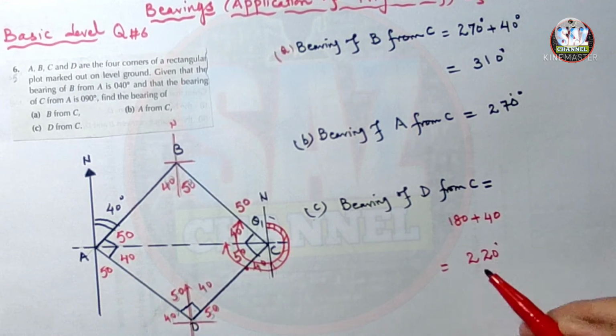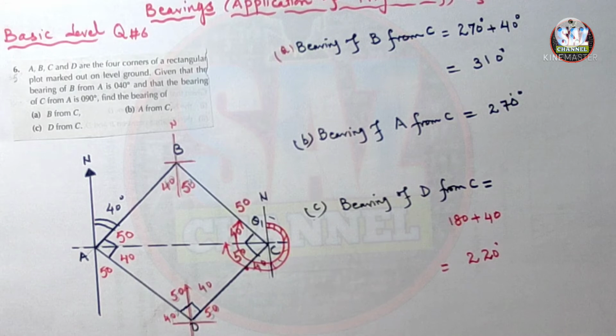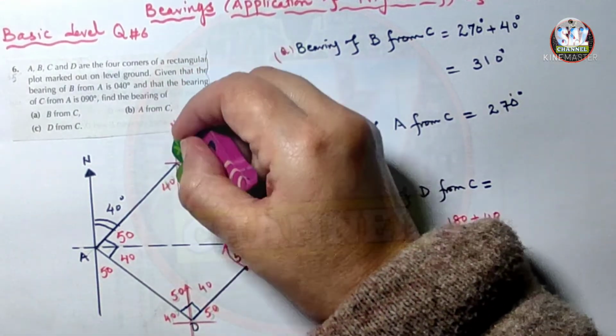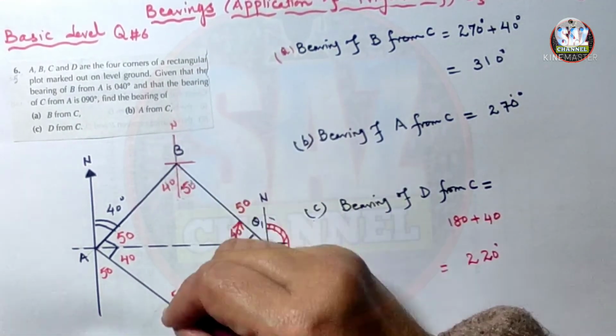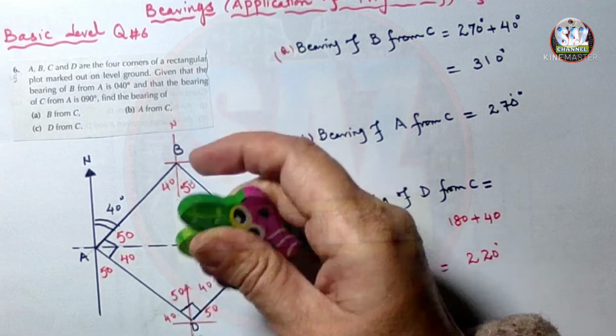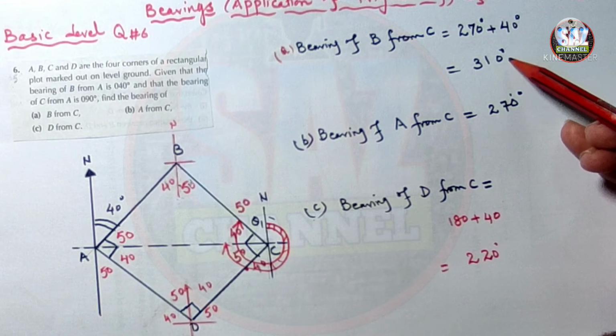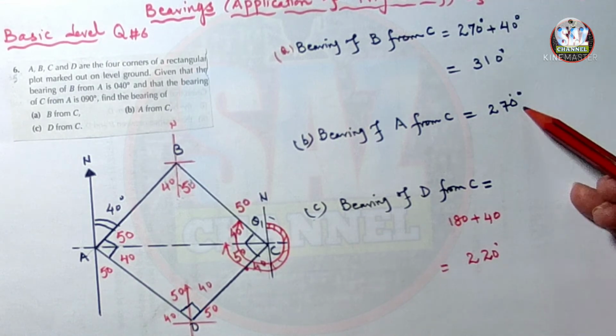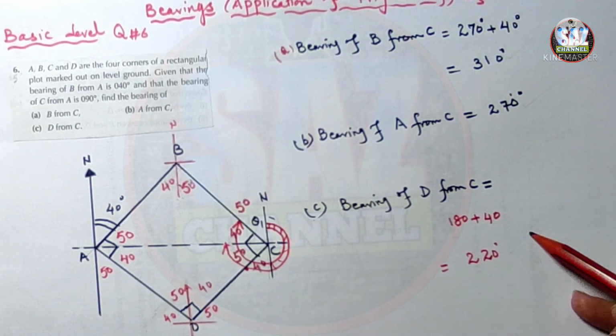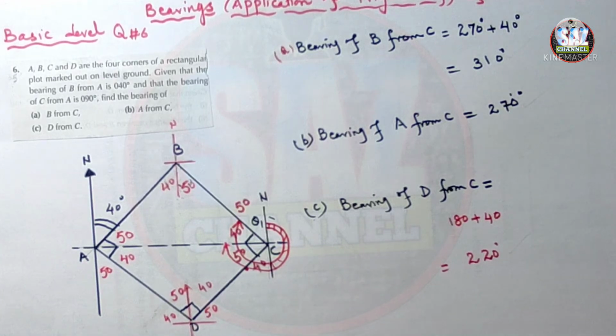I hope it's a really easy question, and you are clear about this question. Please watch and understand this question carefully, because these small questions are really important for your O-level maths paper 1, and you can secure good marks in all these questions. Let me confirm my answers. 270 plus 40 is 310, and then 180 plus 40 is 220 degrees. And let's go to the next question.